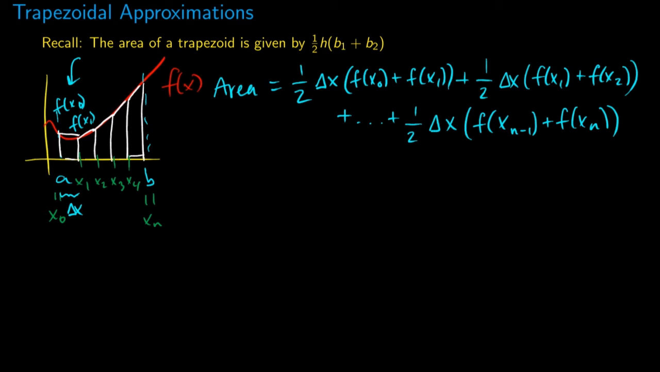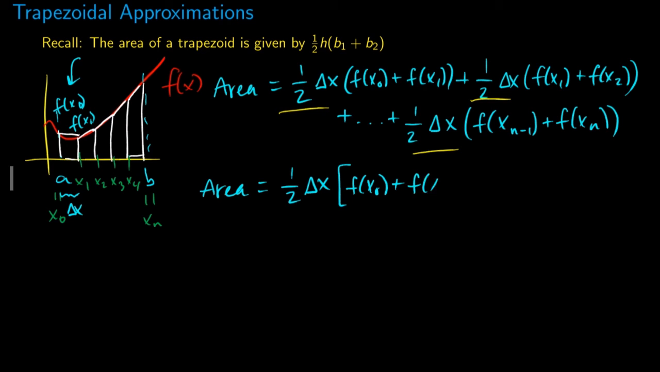So let's simplify a little bit. Notice that I have this 1/2 delta x piece in each of my terms. That's the 1/2 h piece, so I can factor that out. So we'll simplify here. We have area is equal to 1/2 delta x times the quantity f of x0 plus f of x1. That came from our first trapezoid. And then from the second trapezoid, we have f of x1 plus f of x2. And keep going until we end up with f of x n minus 1 plus f of x n.